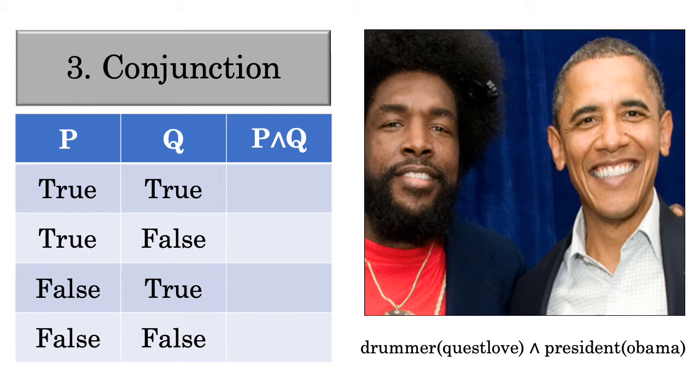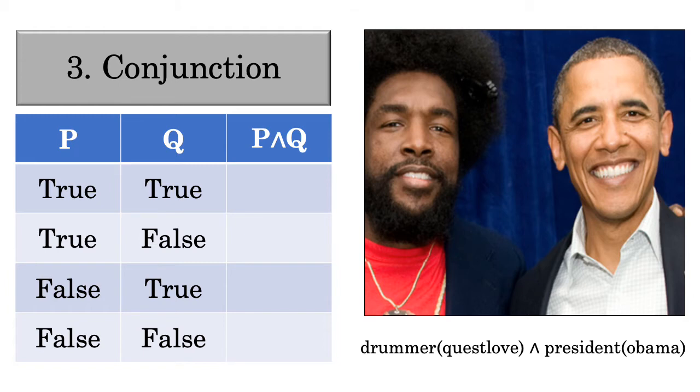Unlike negation, conjunction requires at least two statements, right? So you need P and Q. As such, the truth table is going to be a little bit more complicated, and you can see that already. Now let's take a look at what we're doing in those leftmost two columns. What you can basically see is we're looking at all the different ways that P can be true and Q can be true and P can be false and Q can be false.